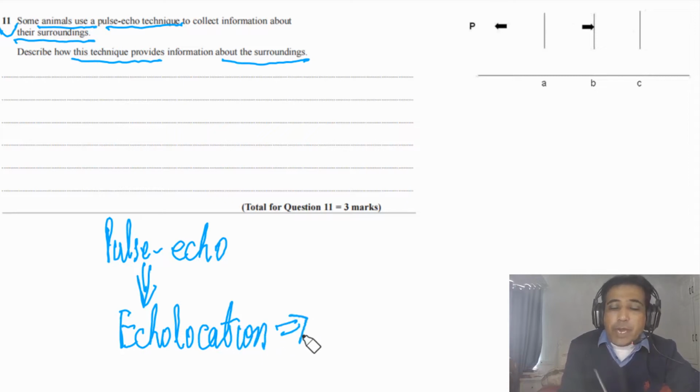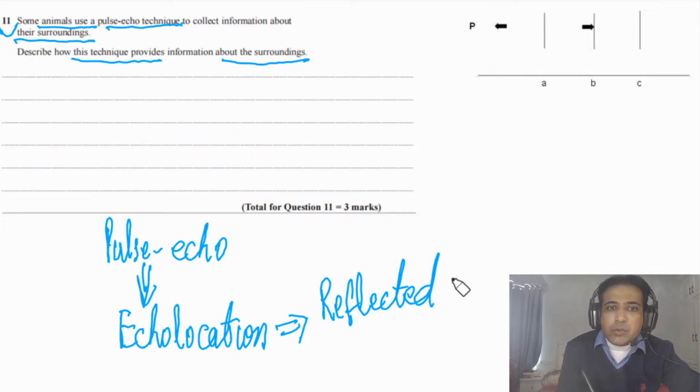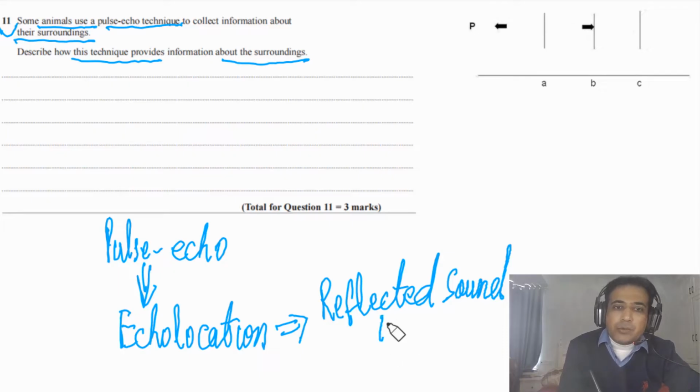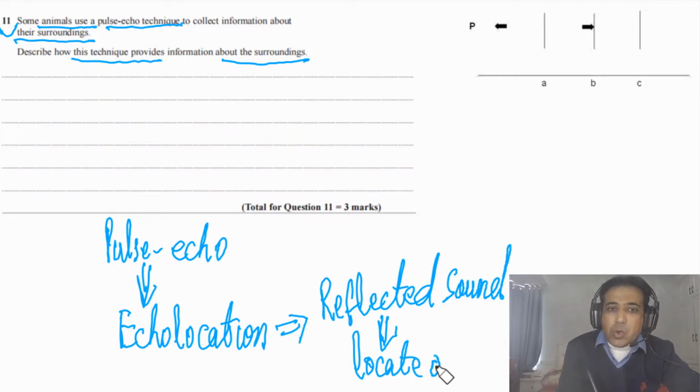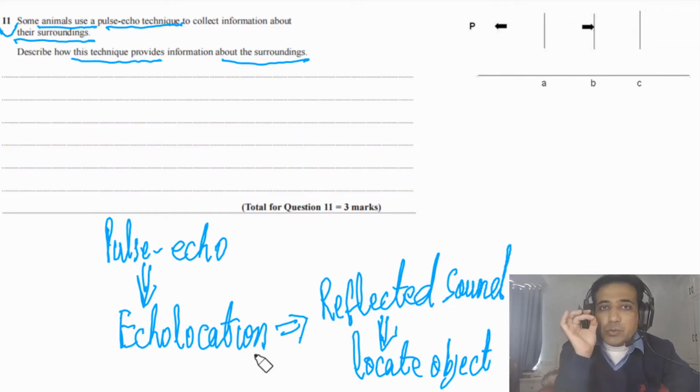Now what is the meaning of echolocation? Echo means reflected sound. So when we say echo, we are talking about reflected sound, or you can say reflected pulse in this case, and this reflected sound will locate objects, meaning we can determine the position of objects using the echolocation technique. Animals use this technique.